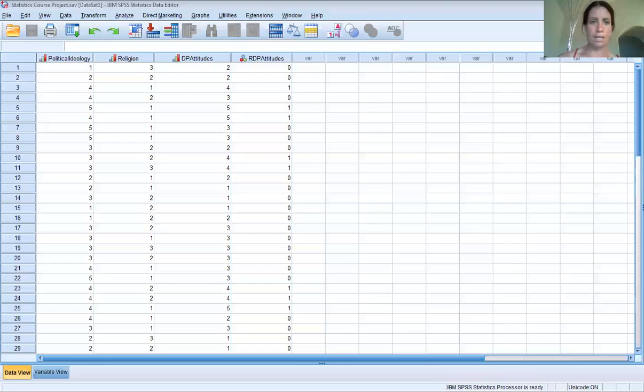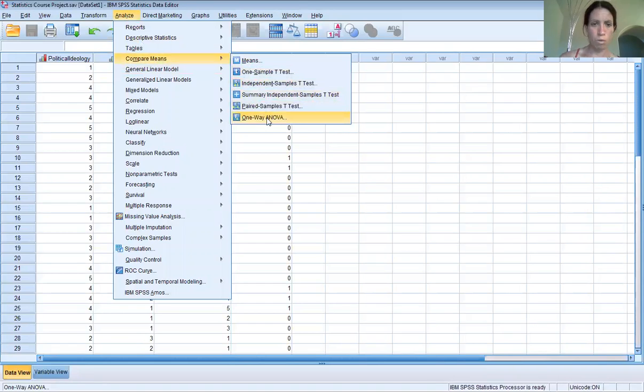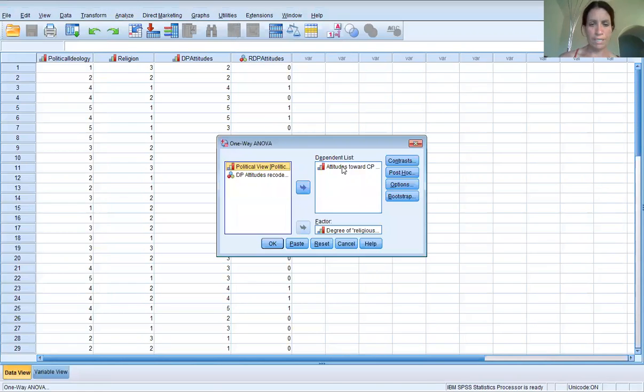Okay. And I'm going to run an analysis of variance. So I go to Analyze, Compare Means, One-Way ANOVA. My dependent list, you guys will have, your variables will not be moved over yet. The factor is the independent variable. So this is religion for me. So that's my independent variable. And my dependent variable is attitudes toward capital punishment.